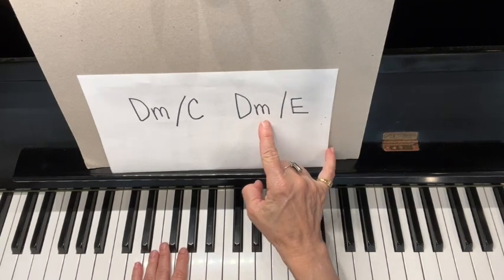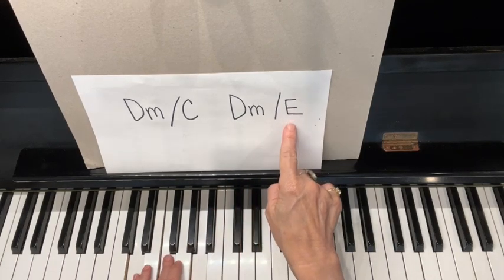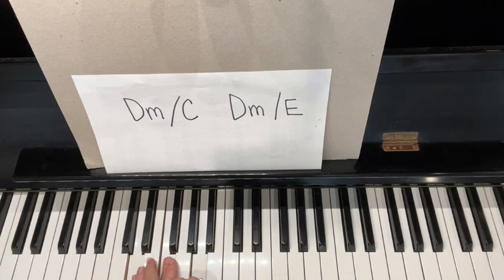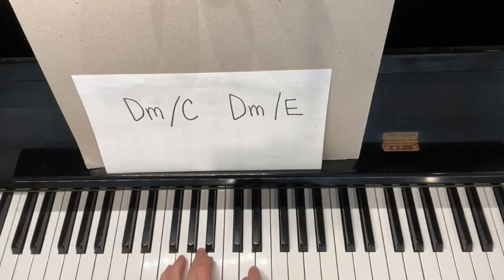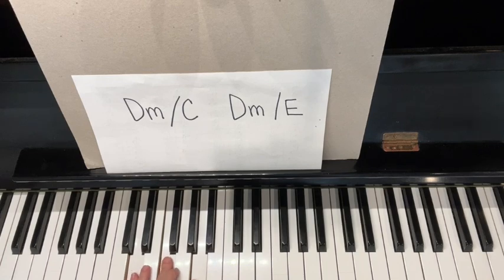Okay, now how about this one? This one's a little confusing. We've got a D minor, and we want an E at the bottom, but E would be kind of in the middle there. So what we're going to have to do is invert this by bringing the D to the top, and now I'm going to add the E to the bottom. And sometimes you might just not play this D. You might just say, oh, I'm going to simplify the chord.